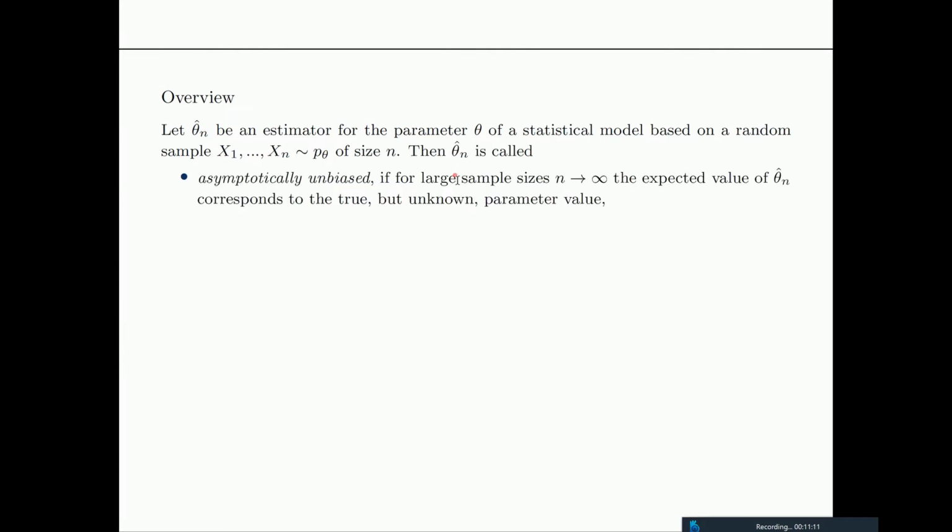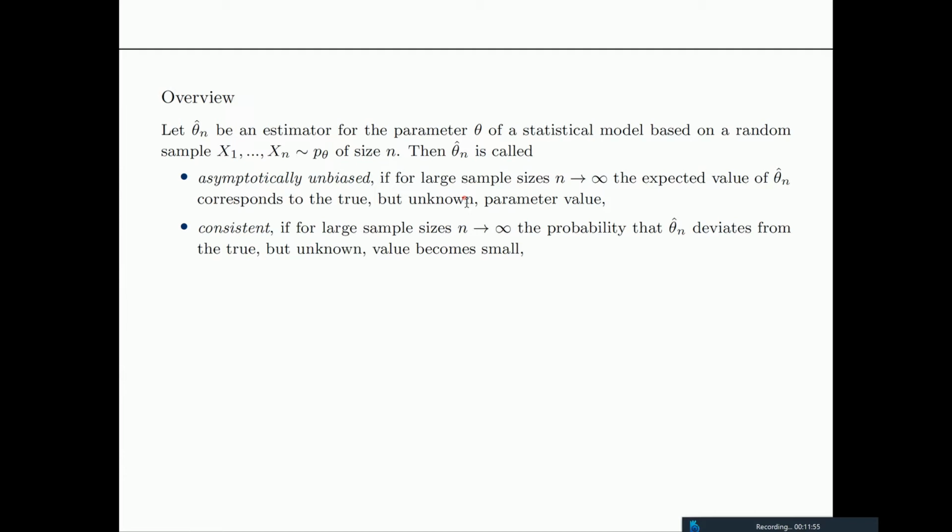First of all, theta hat is called asymptotically unbiased if, for large sample sizes going to infinity, the expected value of the estimator corresponds to the true but unknown parameter value. We already saw unbiasedness last time, which was the case that for any sample size, the expected value of the estimator corresponds to the true but unknown parameter value. So asymptotic unbiasedness is a little bit weaker. It says at least if the sample size gets very large, then our estimator is unbiased.